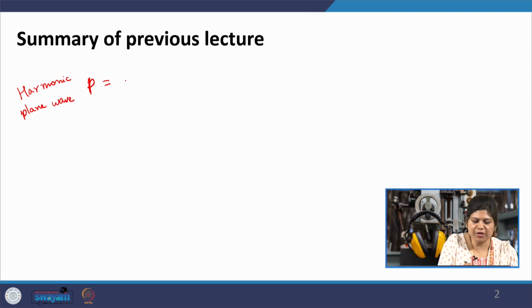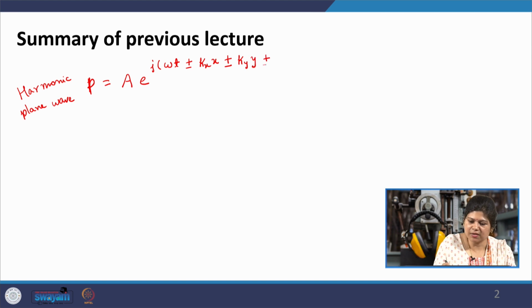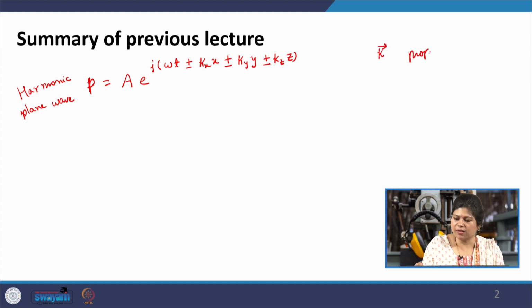This acoustic pressure P is given by some amplitude A, whose magnitude can be found based on the boundary conditions in any problem, and then A e to the power j omega t, where omega is the angular frequency and t is the time variable, then plus minus k x x plus minus k y y plus minus k z z, where we also studied the propagation vector k.